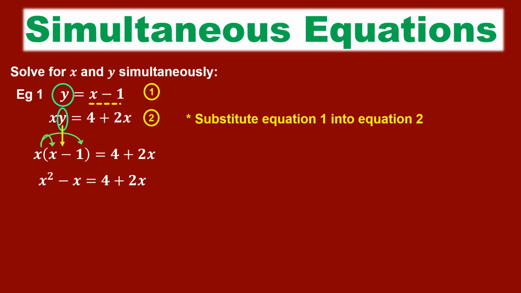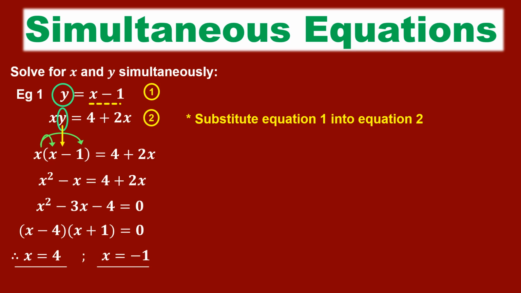We need to get everything to one side and make the equation equal to 0. So we end up with x squared minus 3x minus 4 is equal to 0, which we can factorize to x minus 4 and x plus 1, and solve the equation, and I get two answers for x. I get x is equal to 4 and x is equal to minus 1.